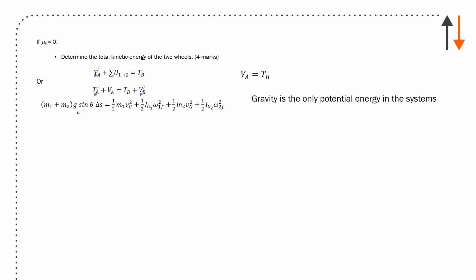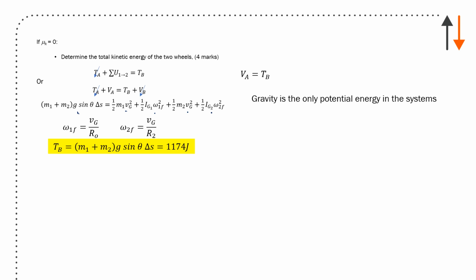I have linear and rotational energy for wheel 1, linear and rotational energy for wheel 2. And I know where the point of no slip is, and I can give that as Vg over R1 and Vg over R2 for the two wheels. And so TB equals (M1 plus M2) g sine theta delta S.